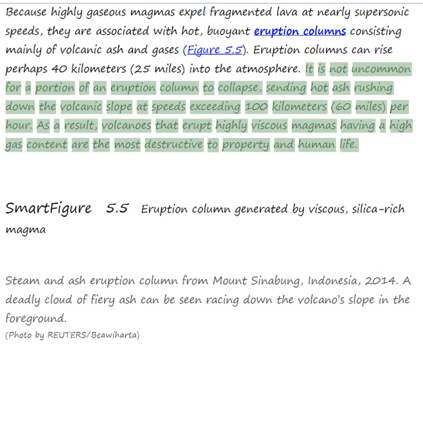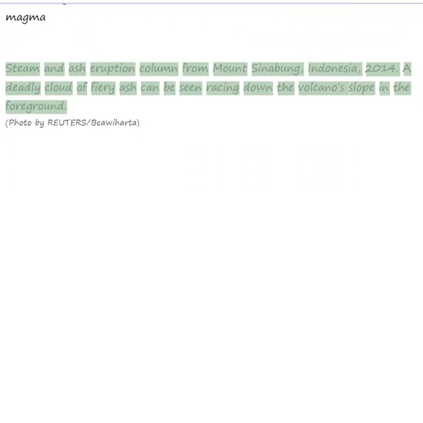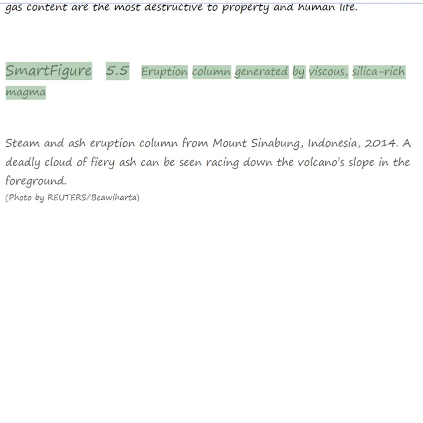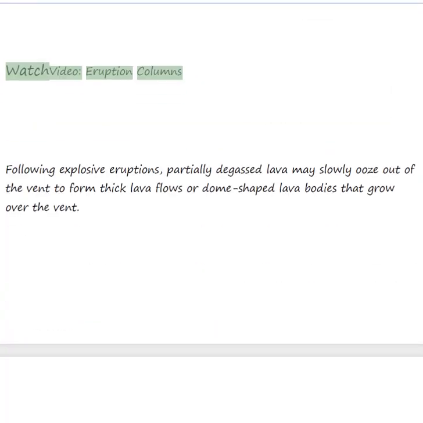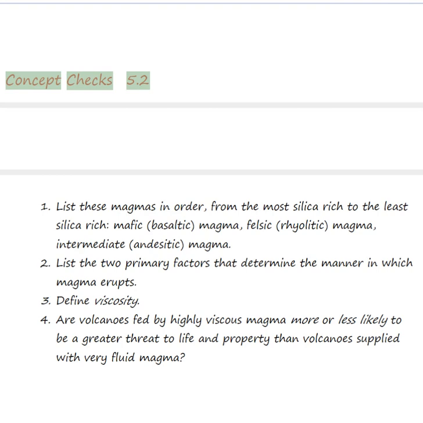and human life. Steam and ash eruption column from Mount Sinabung, Indonesia, 2014. A deadly cloud of fiery ash can be seen racing down the volcano slope in the foreground. Figure 5.5: Eruption column generated by viscous, silica-rich magma. Following explosive eruptions, partially degassed lava may slowly ooze out of the vent to form thick lava flows or dome-shaped lava bodies that grow over the vent. Watch video, Eruption Columns.